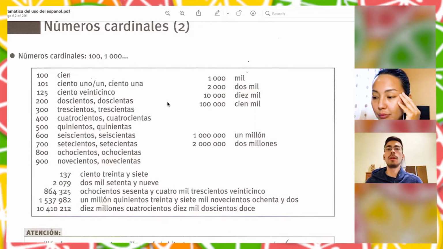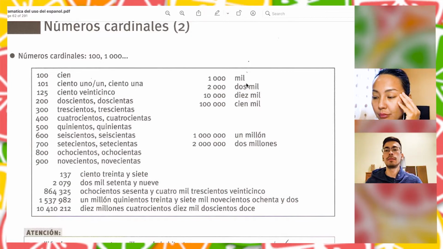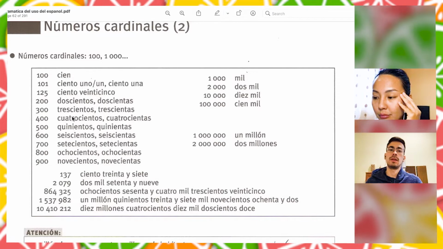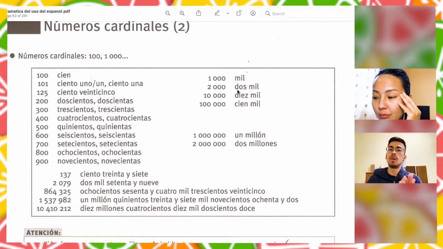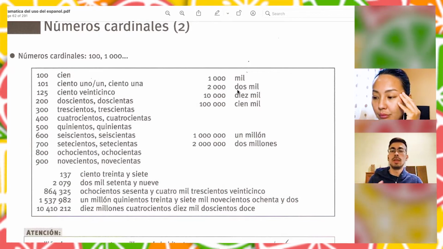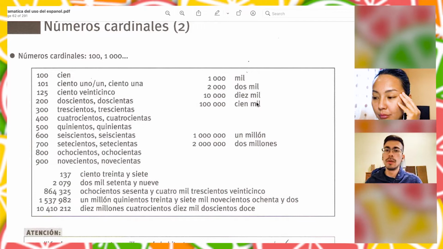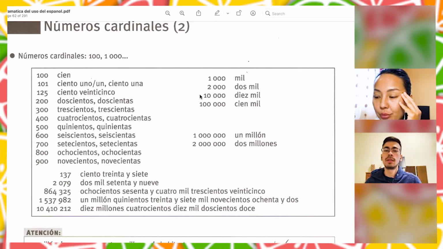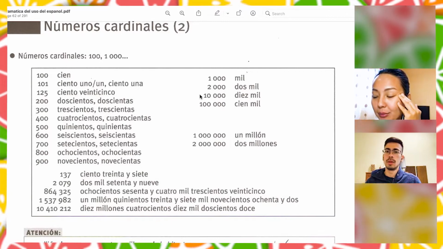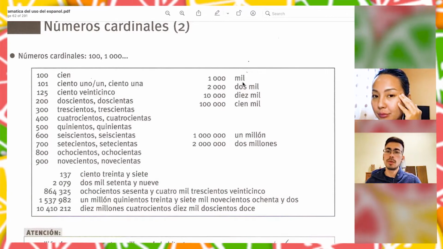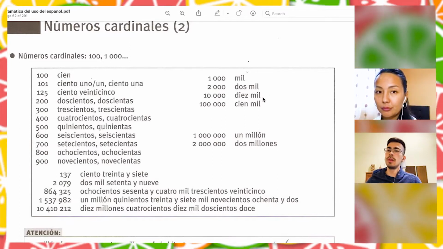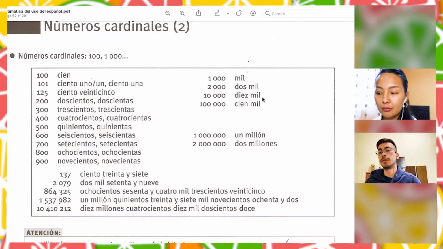Then we will have 1,000. And here is the same, but they will not be together as here, right? So we will have here 2,000, then 3,000, 4,000, 5,000, and so on. Also, we have 10,000, for example. We will always use mil alone. We can say miles de millones, for example.